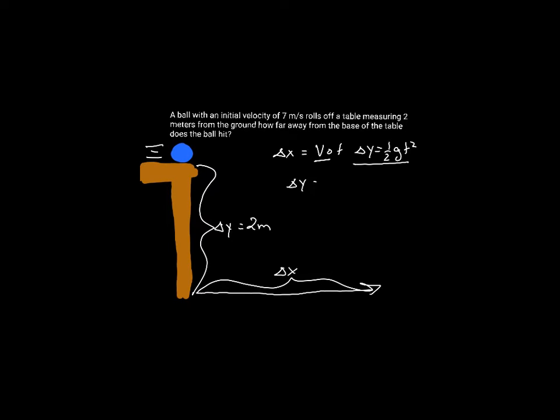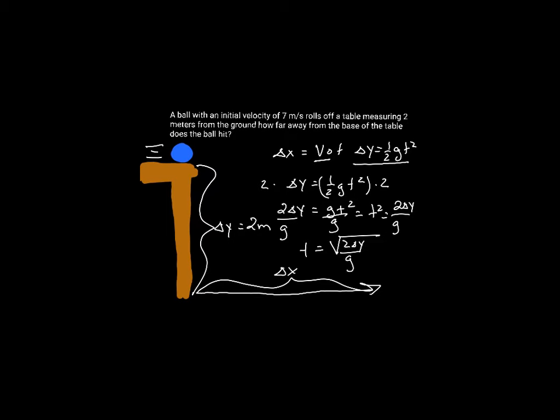So delta y is equal to 1/2 gt squared. I'm going to multiply both sides by 2, and I get 2 delta y is equal to gt squared. Divide both sides by g, and t squared is equal to 2 delta y all over g. Now, of course, I'm looking for t, not t squared, so t is going to give me the square root of 2 delta y all over g, right?